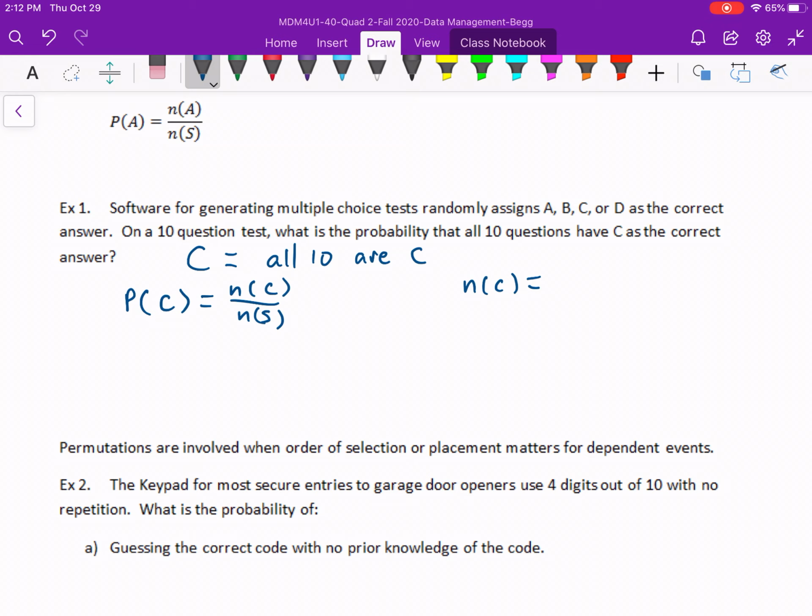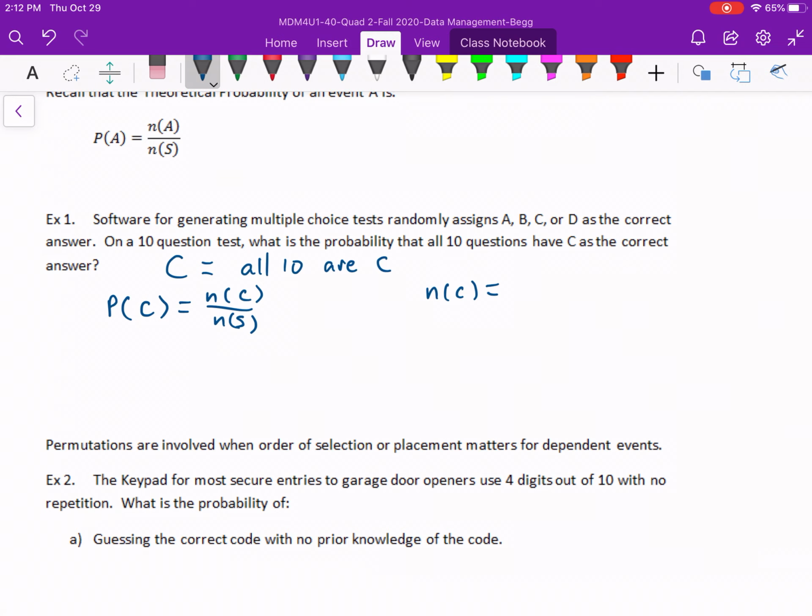Another way we could think about it, though, is for each question, there's one way on question 1. Actually, let's lay out my 10 lines, so to speak. So 1, 2, 3, 4, 5, 6, 7, 8, 9, 10. All right, so question 1, how many ways can we have C as our answer? We've got A, B, C, and D as the possible answers, but we only want C as our actual answer, so there's one way to do that.